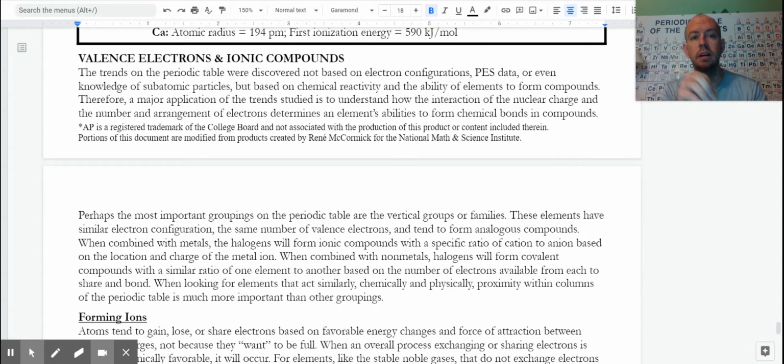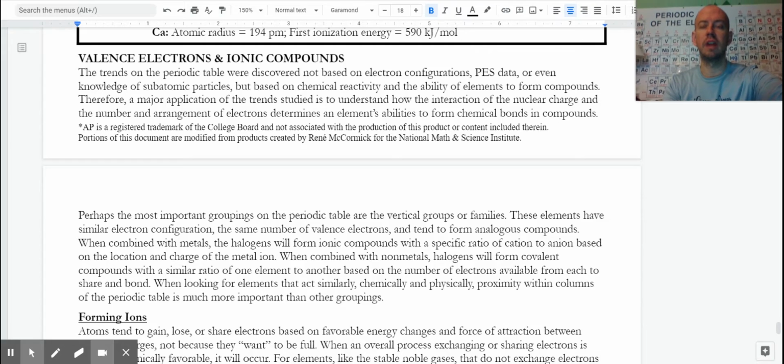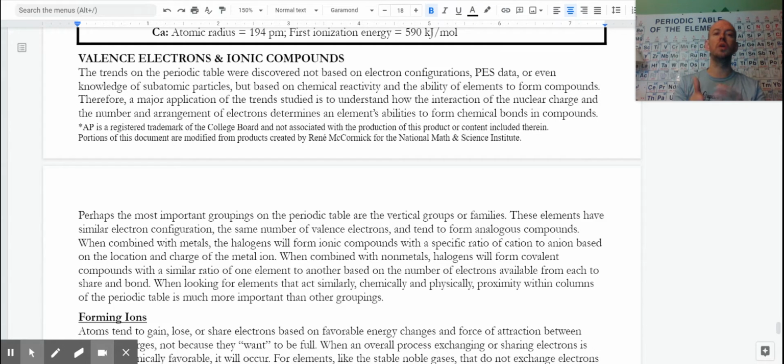So as it says here, when the periodic table was made, it wasn't put in the arrangement that it's in because we knew electron configurations or had PES data. And in fact, it was before even knowing that protons and electrons existed. It was all about chemical reactivity and the ability to form compounds. In fact, the noble gases found their place on the periodic table later than many other elements because they were so unlikely to react and form compounds.